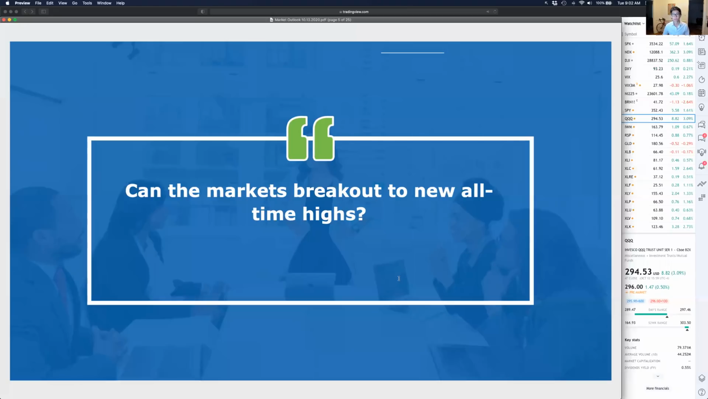But the primary question that I want to help investors answer, that we have received over the past couple of days, is really, can the markets continue to break out to new all-time highs? Because we are now within spitting distance of recent all-time highs. And the question is, can we break out and continue going higher here?